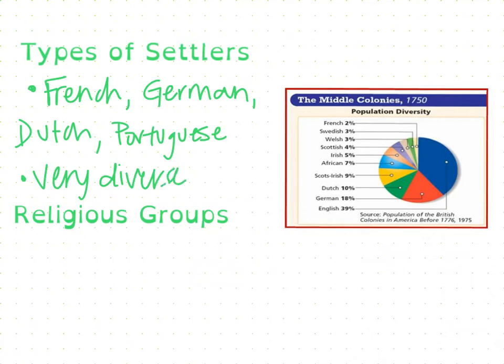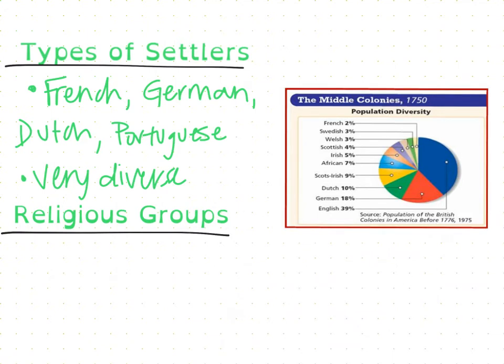Very, very diverse. They were the most diverse of all the colonies, meaning they had the most variety of different types of people. And I have this graphic organizer here to show you who made up the middle colonies. We still have a big group of English, and then we have German, Dutch, Scots-Irish, African, Irish, Scottish, Welsh, Swedish, and French. We have a lot of different groups that make up the middle colonies. And we are going to see that with religion too.